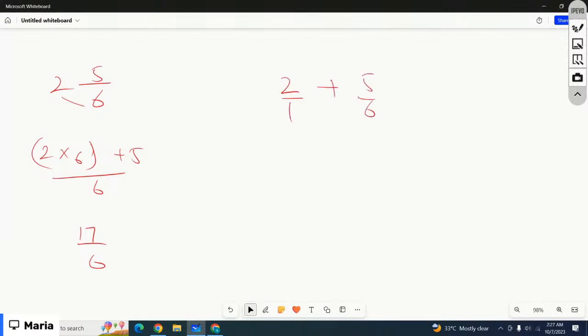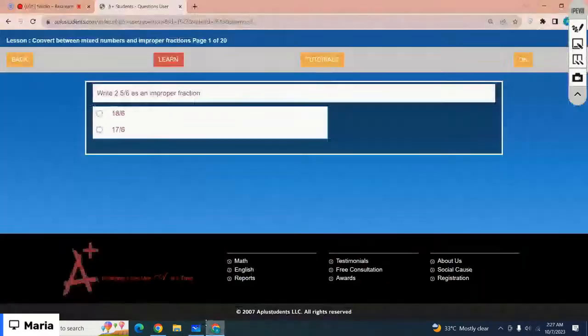The other way is to look at it like this: this one has denominator 1. First make their denominators the same. 1 times 6 makes 6, so you multiply this one by 6. That is 12 over 6 plus 5 over 6. Now they have like denominators, so you can simply add their numerators. 12 plus 5 is 17 over 6. Got it? So the correct option is 17 over 6.